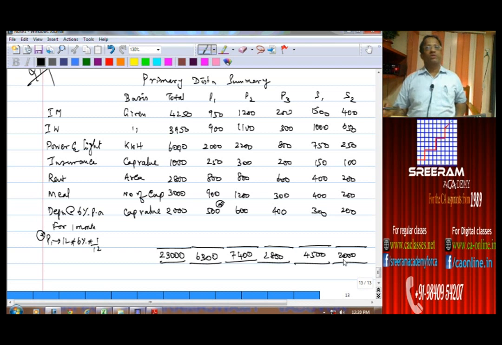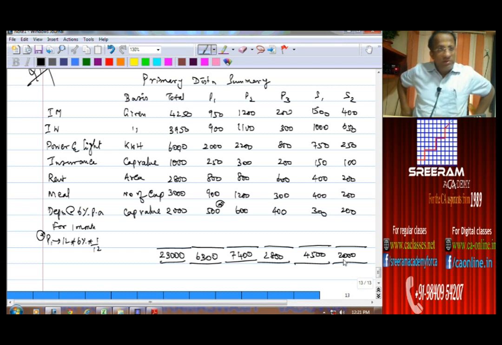Please just check up the totals. Matching. Good. So today we'll limit only to this extent. We don't want to take up secondary distribution, as it requires a little more deeper discussion. So we'll do it tomorrow.